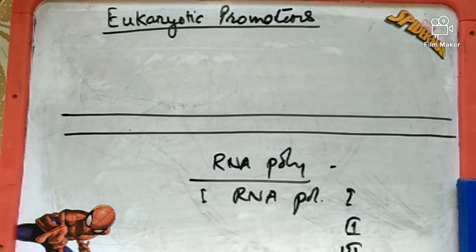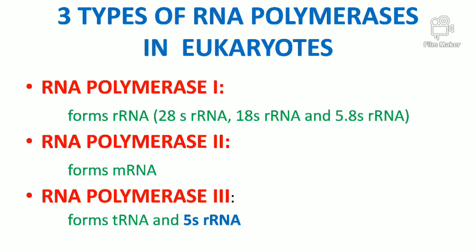For each of these three types of RNA polymerase, three different types of promoter regions are found. RNA polymerase 1 has its own promoter, 2 has its own, and 3 has its own promoter. RNA polymerase 1 is responsible for formation of mainly rRNA, or ribosomal RNA, and they form 28S rRNA, 18S rRNA, and 5.8S rRNA. RNA polymerase 2 is responsible for formation of mRNA, while RNA polymerase 3 is responsible for formation of tRNA, transfer RNA, as well as one ribosomal RNA, that is 5S rRNA.